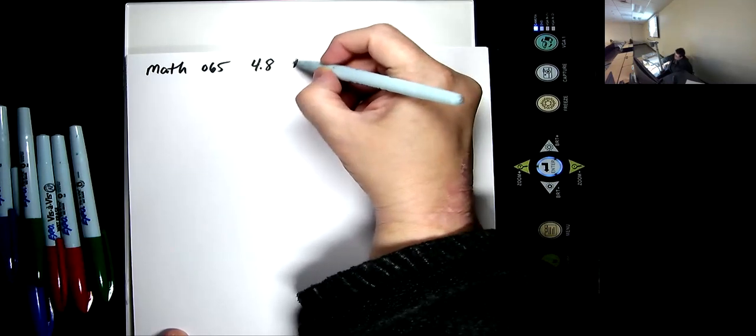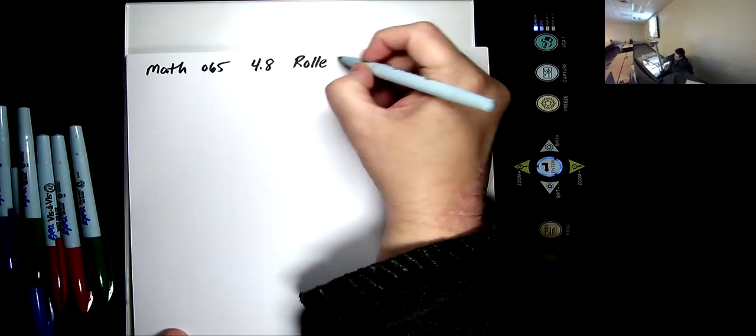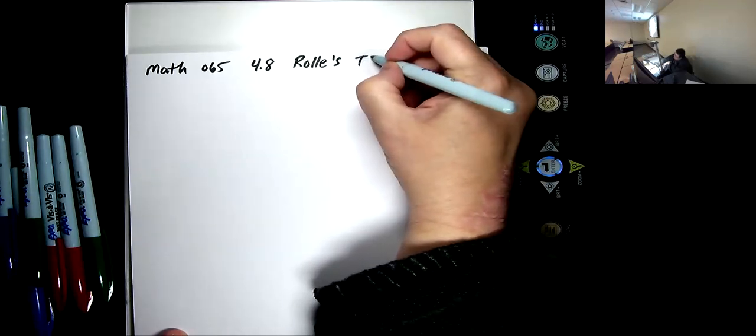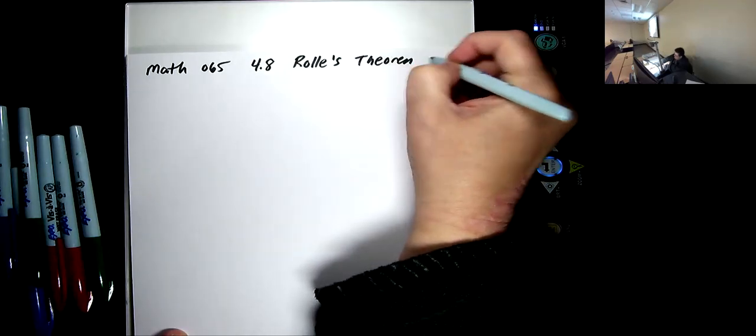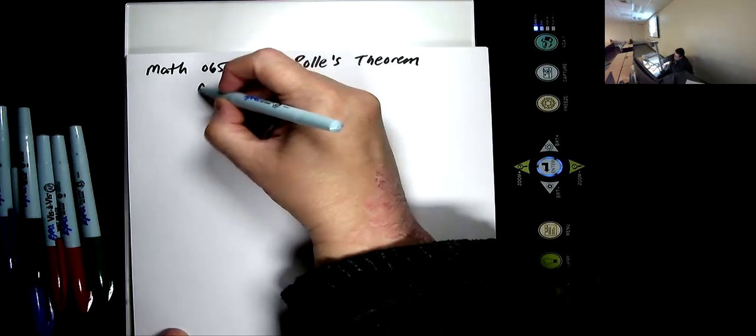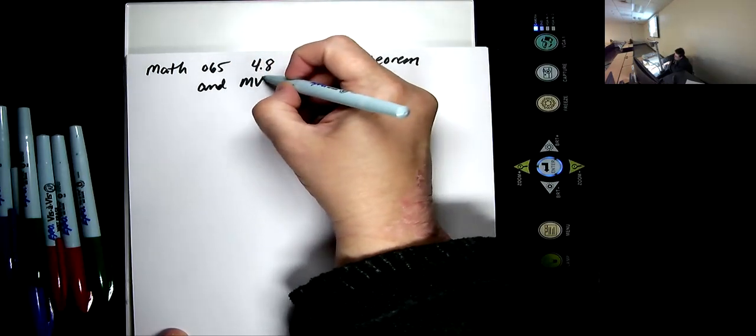This chapter, or section, is brought to you by Rolle, not the candy. Rolle's theorem and MVT, the Mean Value Theorem.